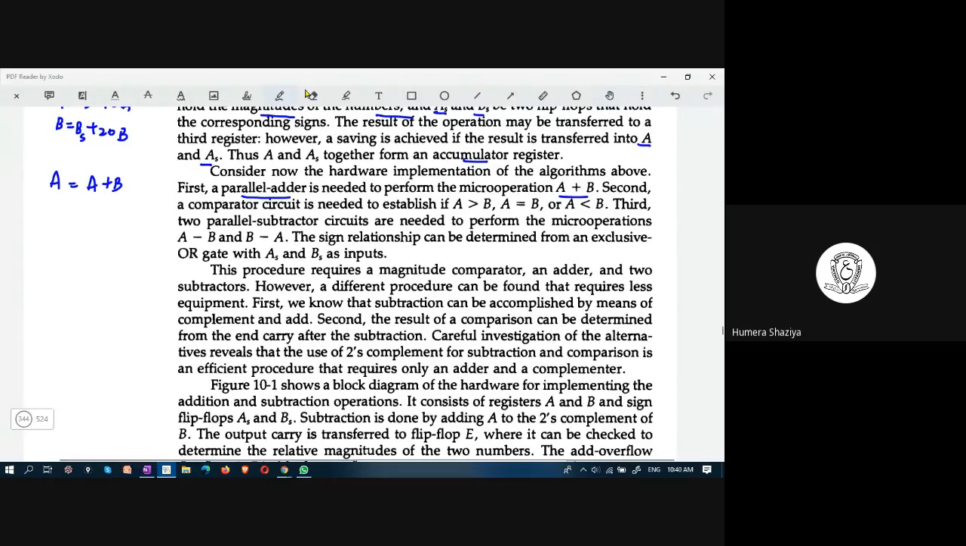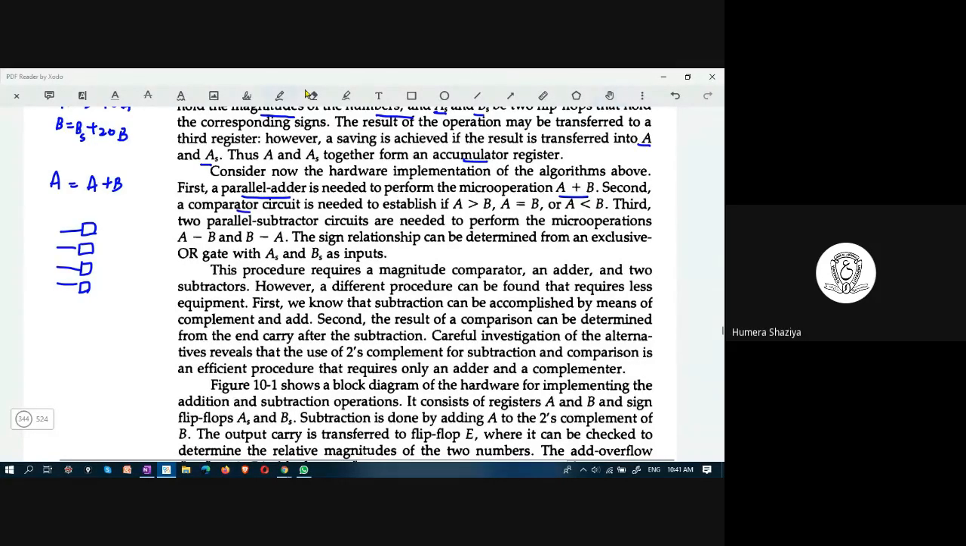Parallel adder: if you recall that arithmetic circuit, we learned one arithmetic circuit where we are transferring the information at the same time to four different adders. This is known as a parallel adder. If it is a serial adder, only one bit would be transferred. In a parallel adder, the entire number would be transferred as input. A parallel adder is needed to perform this micro operation A plus B. A and B are two binary numbers; in parallel, you have to transfer them.